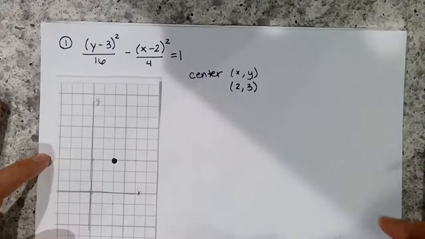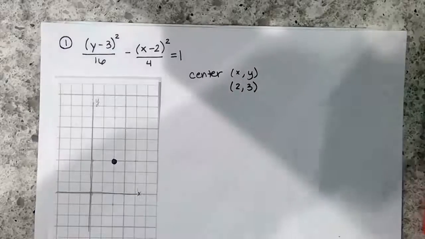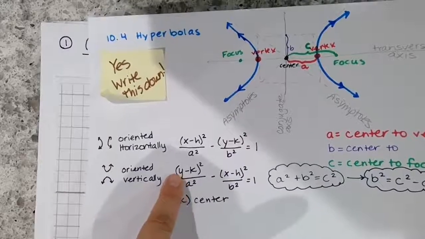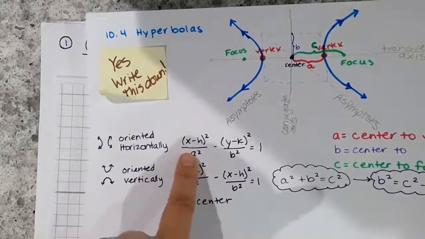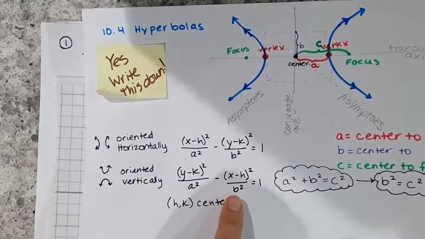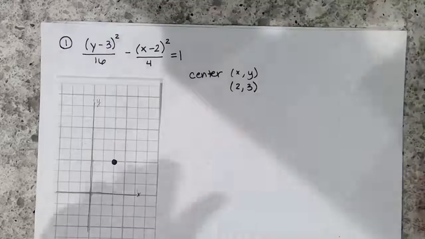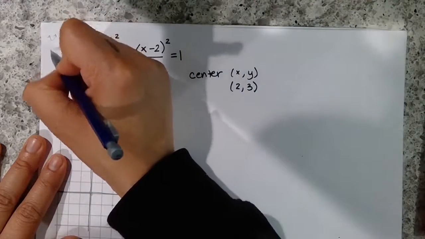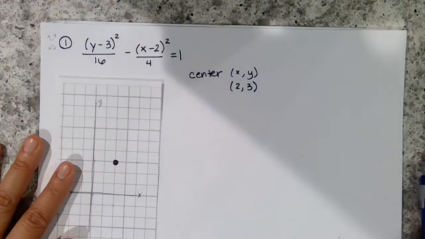The next thing you have to do is find if it's oriented vertically or oriented horizontally. Now, if we look back at our notes, if the y term is positive or first, it's oriented vertically. If your x term is first, it's oriented horizontally. So in this case, this one's going to be oriented vertically. So we know that our graph is going to look something like this.